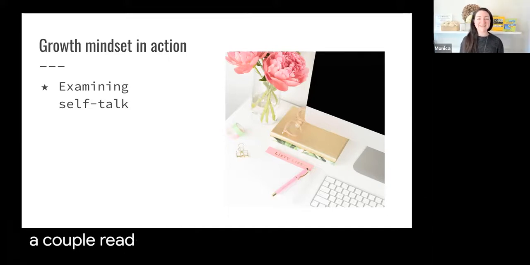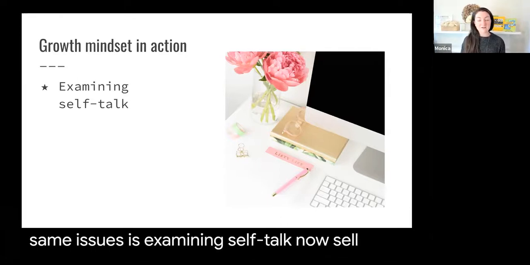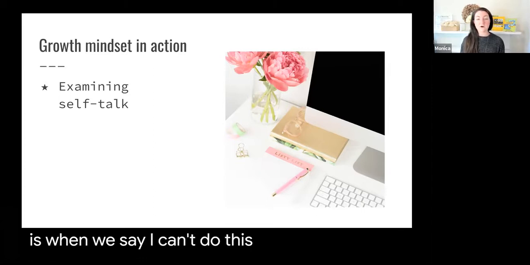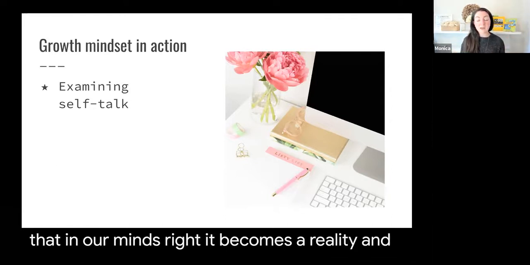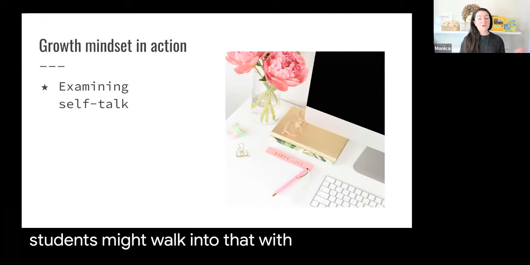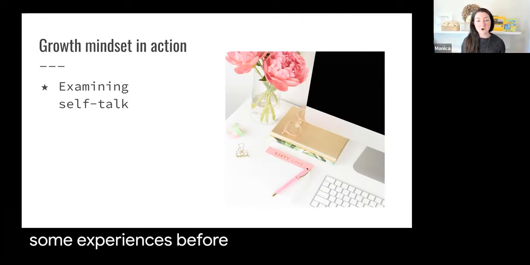Now, another thing that you might model for students or pull into conversations or even find a couple read alouds that might have characters who are tackling some of these same issues is examining self-talk. Now, self-talk is when we say, I can't do this, or I'm not someone who can do this thing. And hearing that in our minds, it becomes a reality. And students might walk into that with some experiences before they've even come to you that make them feel like they're not going to be able to do something. If they've been unsuccessful at accomplishing a very particular goal in the past, they might feel like they are not up to the challenge.